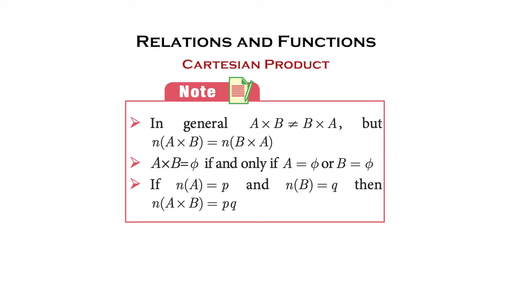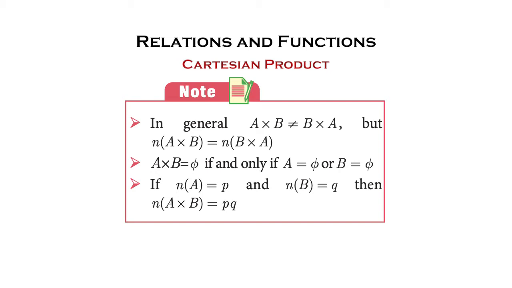The third important point is if n of A is equal to P and n of B is equal to Q, then n of A cross B is equal to P into Q. That is how to find the number of elements in A cross B. If, for example, n of A is equal to P and n of B is equal to Q, then the number of elements of A cross B can be found by multiplying those two numbers.